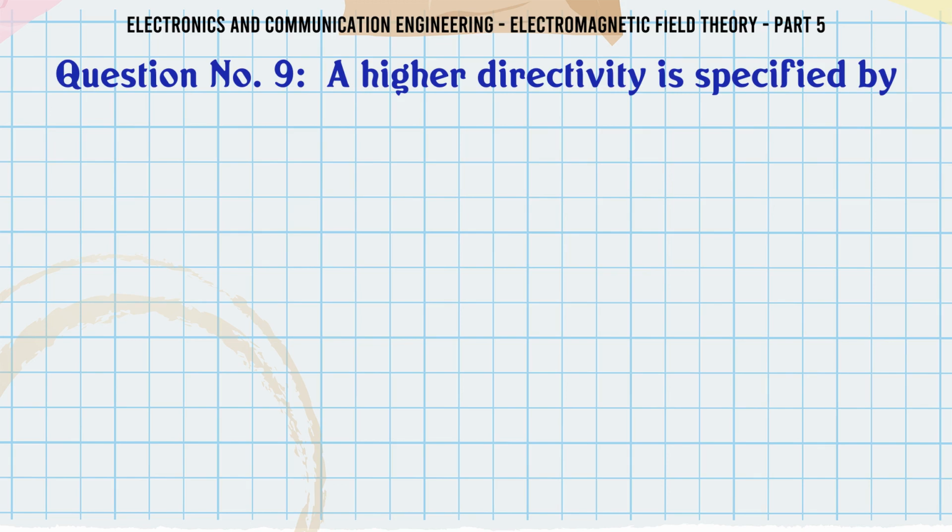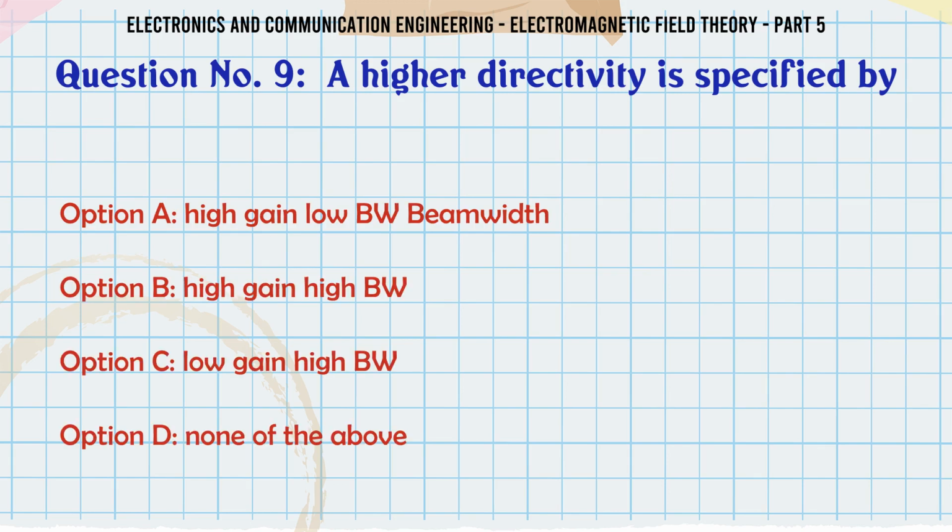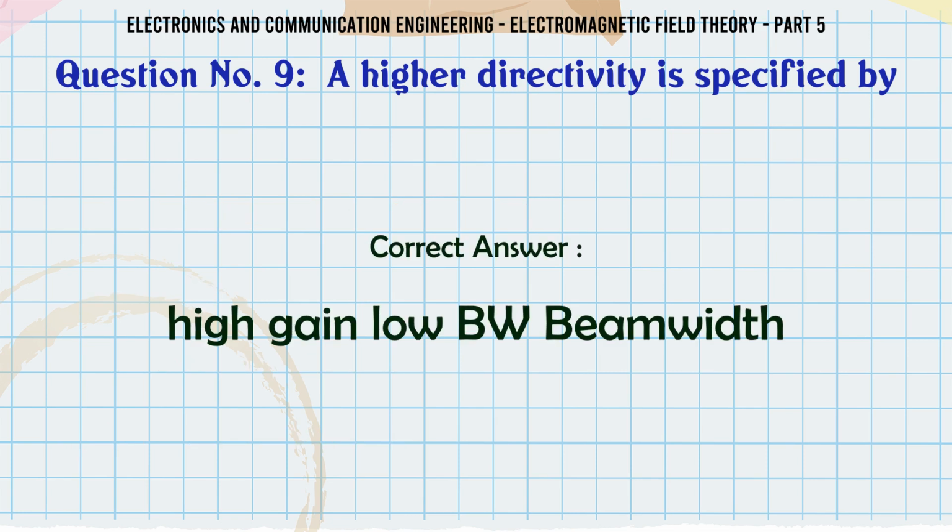A higher directivity is specified by A. high gain, low beamwidth. B. high gain, high BW. C. low gain, high BW. D. none of the above. The correct answer is high gain, low beamwidth.